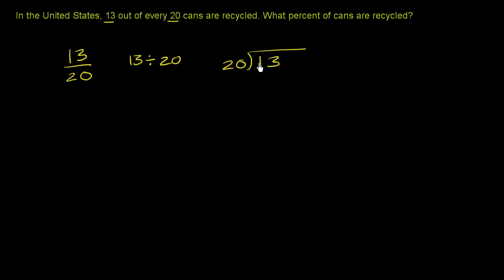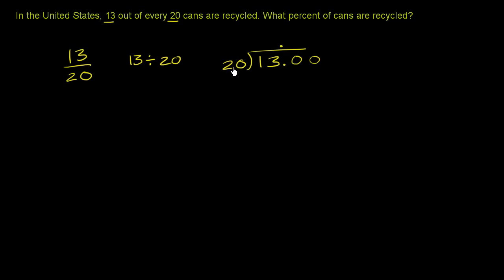And if we do this, we'll get a decimal, and it's fairly straightforward to convert that decimal into a percentage. So 13 divided by 20. We have the smaller number being divided by the larger number, so we're going to get a value less than 1. Since we're going to get a value less than 1, let's put a decimal right over here, and let's add a couple of zeros, as many zeros as we would need.